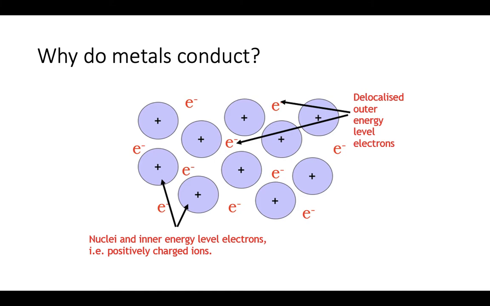Now, each positive ion is attracted to a pool of these negatively charged delocalized electrons, but within the bond, the electrons are free to move throughout the structure. Because they're not attracted to just one ion, they can bounce from side to side, top to bottom, all the way throughout your metal. Because these electrons are free to move from one end of your substance to the next, that means metals are able to conduct. They have charged particles, and those charged particles, those electrons, are free to move.